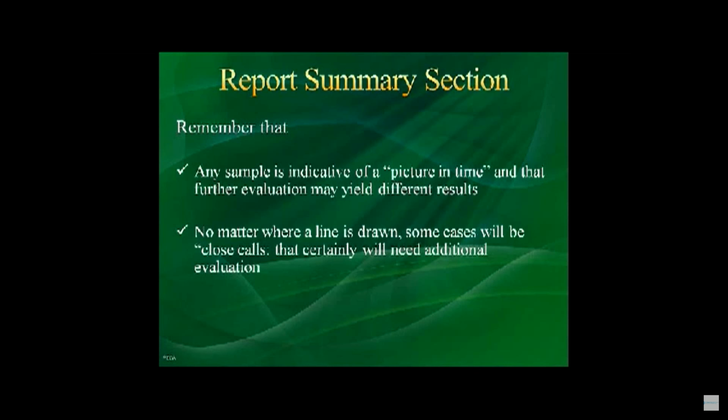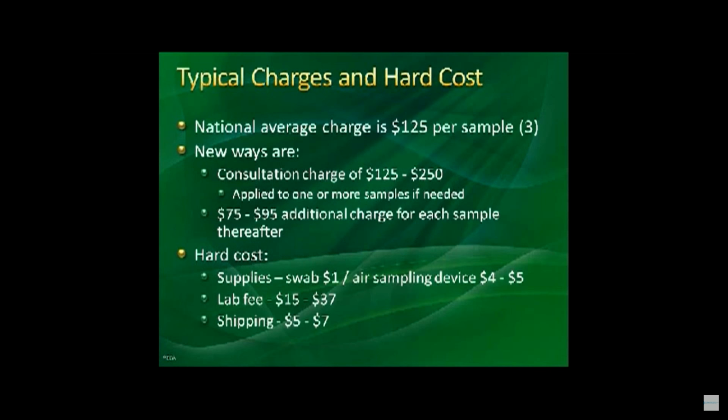So what are your typical charges? There's a national average. Through all the years that we've been doing mold sampling, it's always come up to somewhere between $125 to $150 per sample. But the new ways that are out there is they charge a consultation charge of $125 to $250. That's just to go out there on site. And then they'll apply, okay, I have to take one sample for a direct, and they'll apply that with the consultation charge or include it. Or you can charge $75 to $95 additional for each sample thereafter.